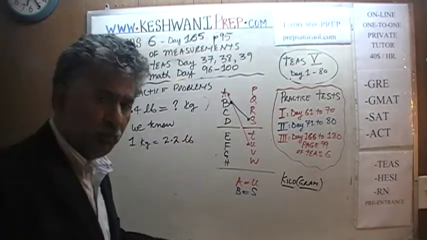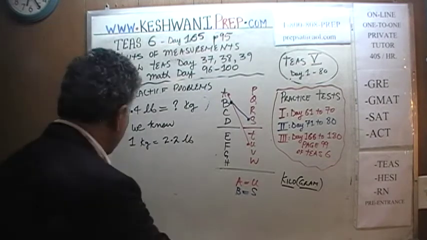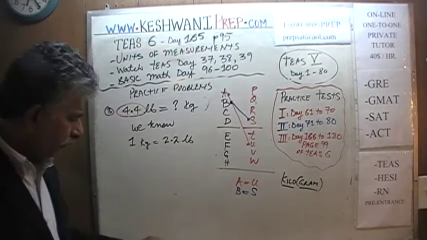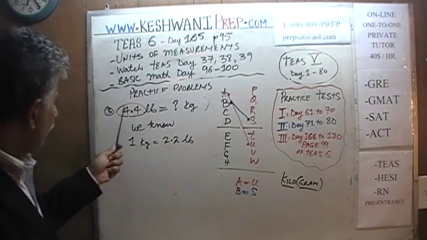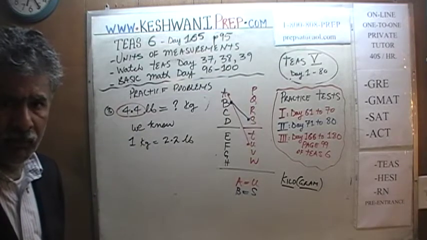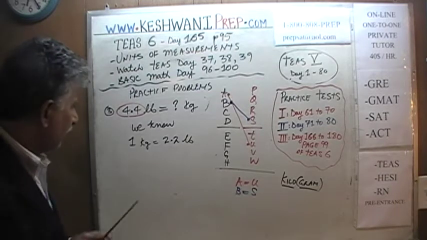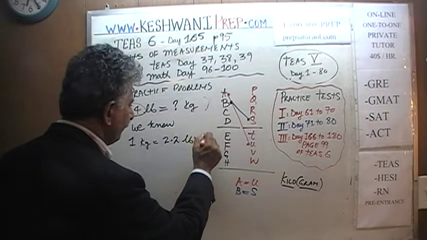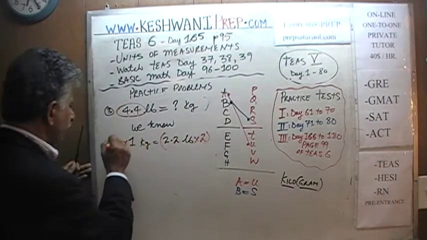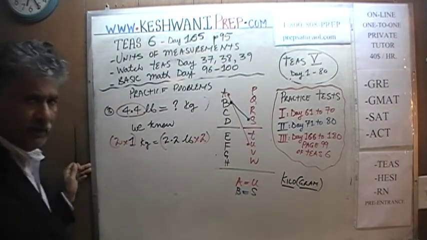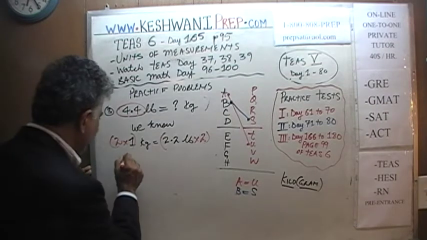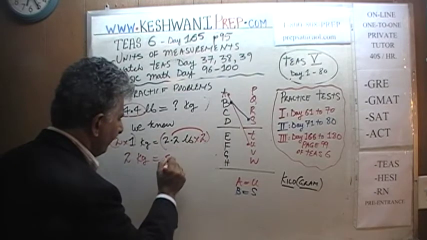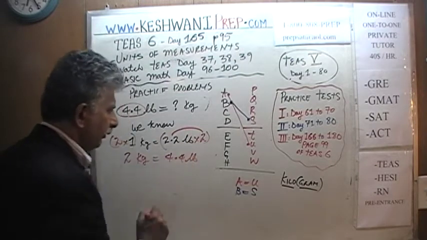But we don't want 2.2 pounds, we want 4.4 pounds. Isn't that nice of them to give you 4.4 and not 4.3 or 4.7 or 6.3? There you go, 4.4 is exactly 2 times. You can see there, multiply both sides by 2. If you multiply that side by 2, you must multiply that side of the equation by 2. And there we have it. 2 kilograms make 2.2 times 2, which is 4.4 pound.